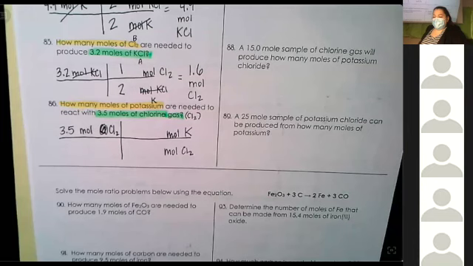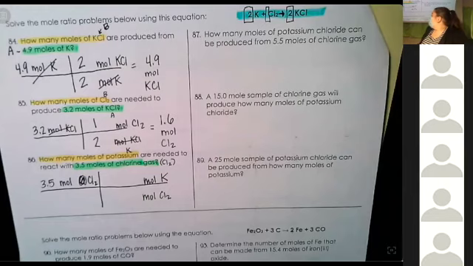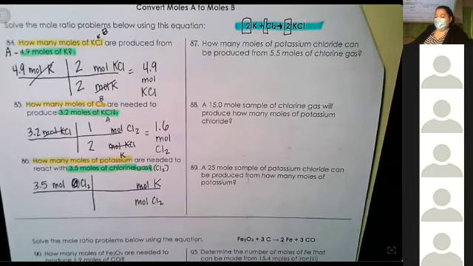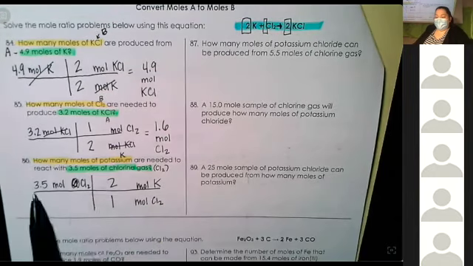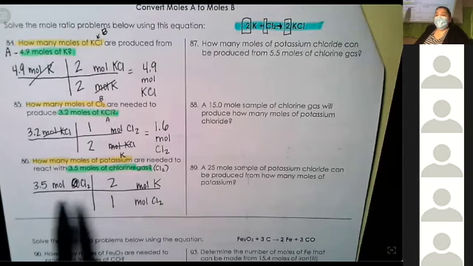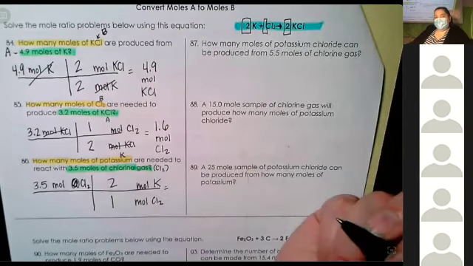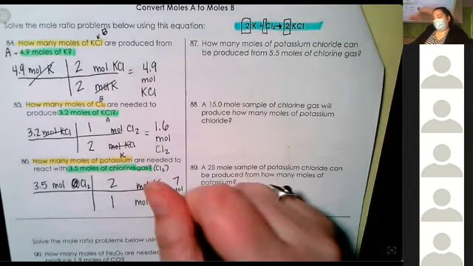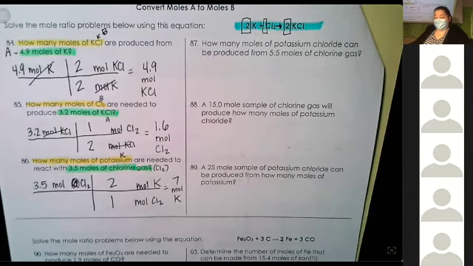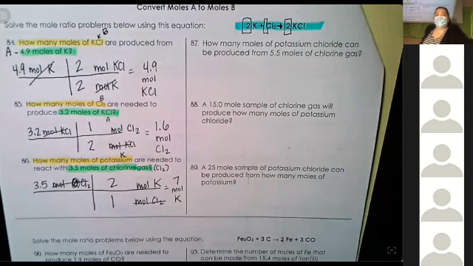Okay, most of the work is done now. Now we just look at our equation, which is up there. Okay, so what number goes in front of K? 2, and in front of Cl2? 1. And then what are we going to do with these numbers right here, the 3.5 and the 2? We are going to multiply them. So 3.5 times 2, 7 moles of what? K. All right? Because moles of Cl2 are going to cancel out. Moles of K is what we have left. I told you guys, it's really not too bad. Really not too bad. Okay.